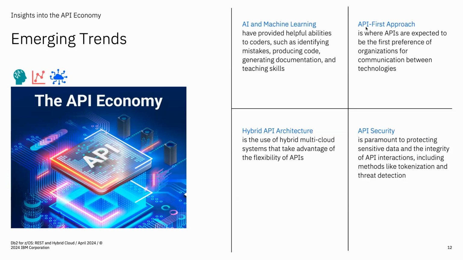Hybrid API architecture. This is where we see this hybrid multi-cloud system setup. This is what people are using with the API economy, because APIs are super flexible, so they can move across this hybrid API structure. And then finally, security. That is always a burning hot topic, where security is paramount to protecting sensitive data when APIs are being used, making sure that API interactions are safe, whether that's using encryption, authorization, or tokenization, detecting threats, anything like that. So this is all part of what we're looking at with the API economy overall.